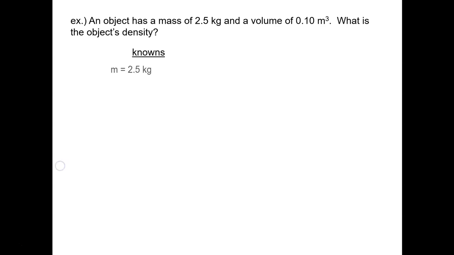So the mass, which we're going to abbreviate as M, the mass was 2.5 kilograms. And volume, which we'll abbreviate V, the volume was 0.10 cubic meters. Don't forget, the 0 is important here, right? The significant figure rules say if there is a decimal point, then zeros at the end have to count. So you can't just round that off.